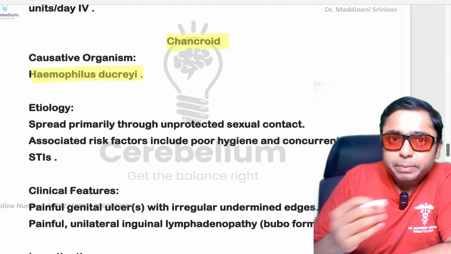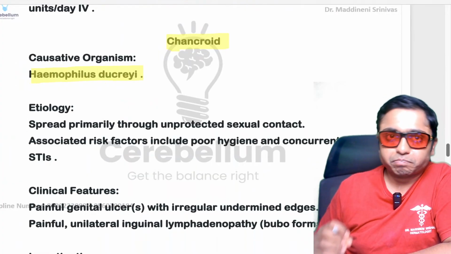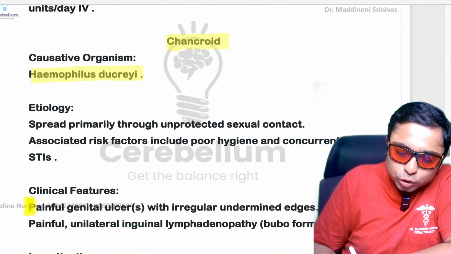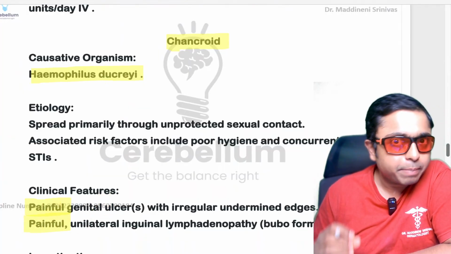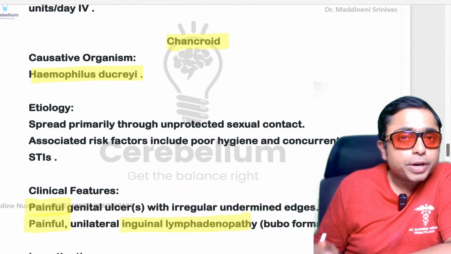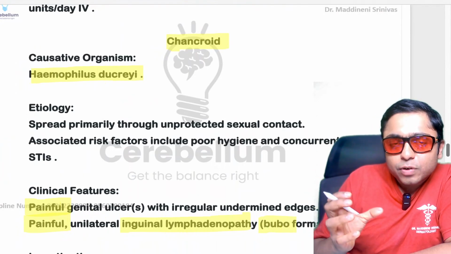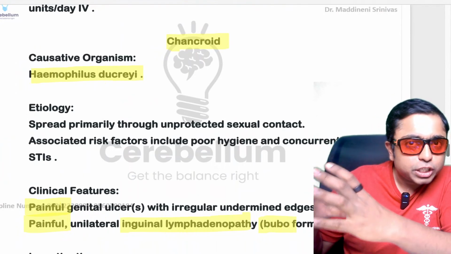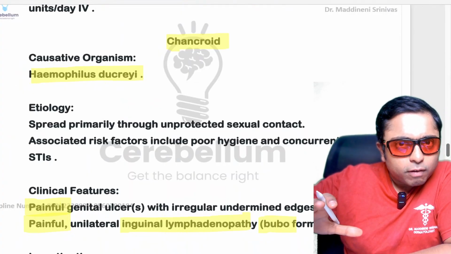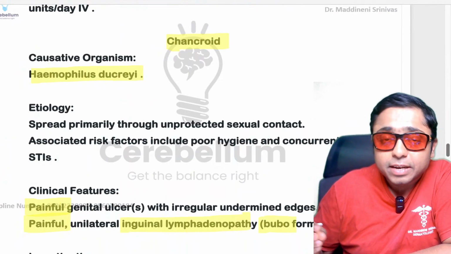So do cry, the patients are going to cry. Why? Because the lesions in the genitalia and also the lesions in the inguinal lymph node, both of them are going to be very, very painful. Remember, the inguinal lymphadenopathy is going to give rise to the bubo, which is the inguinal lymph node consisting of suppuration, that is pus. This is very classical of chancroid, and it is also seen in the case of LGV, lymphogranuloma venereum.